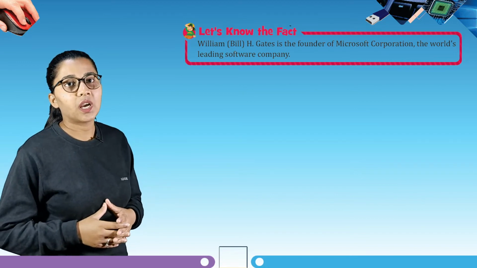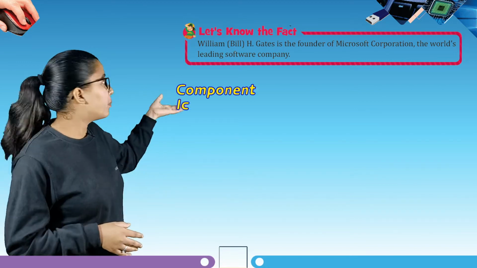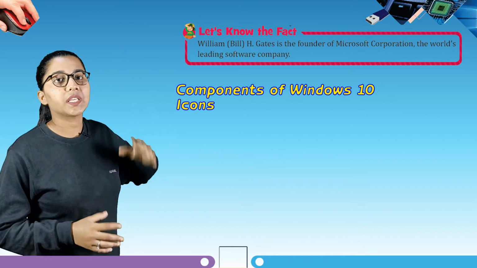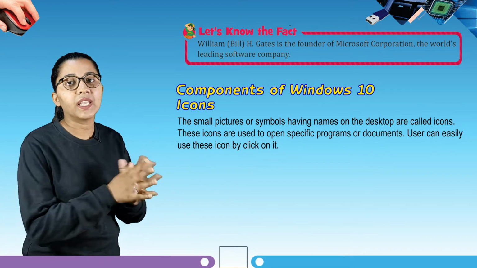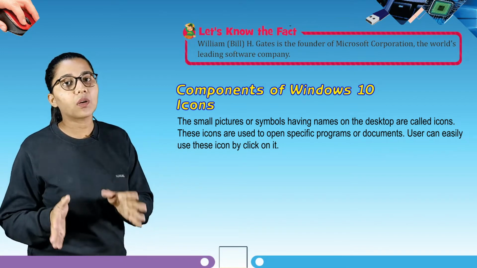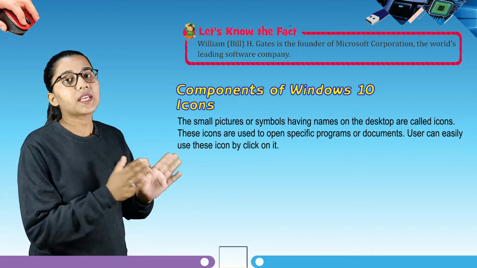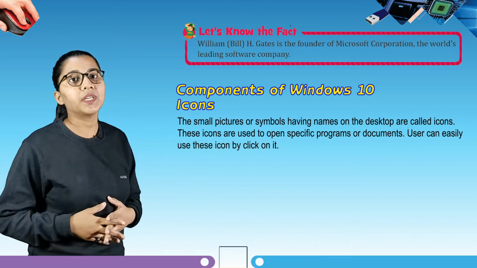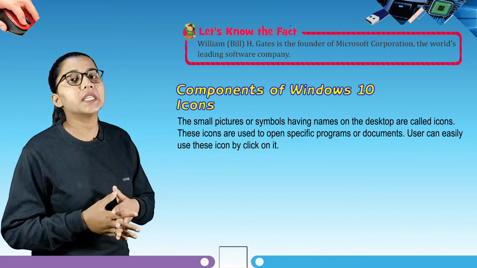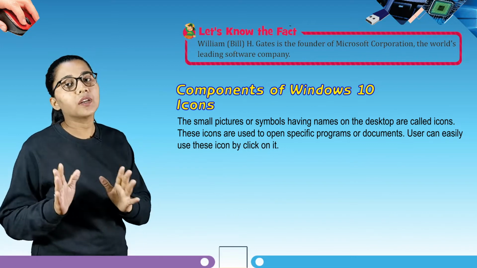Now students, our next topic is components of Windows 10 icons. The small pictures or symbols having names on the desktop are called icons. These icons are used to open a specific program or document. Users can easily use this icon by clicking on it.